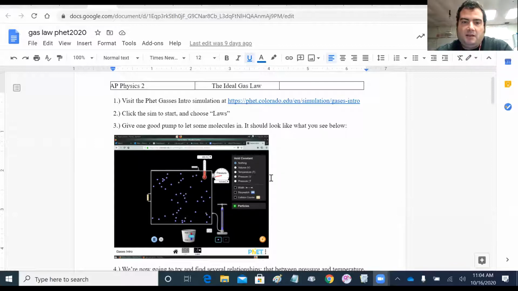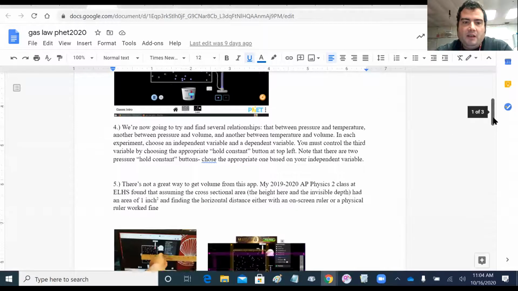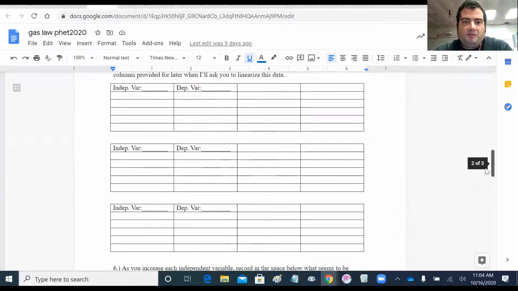Ultimately, I had them pick an independent and dependent variable, and I had them see how changing one variable affected another. I asked them to do 3 separate experiments, one relating pressure and temperature, one relating volume and temperature, one relating pressure and volume. And students just picked which variables they were looking at and collected data points in this table.